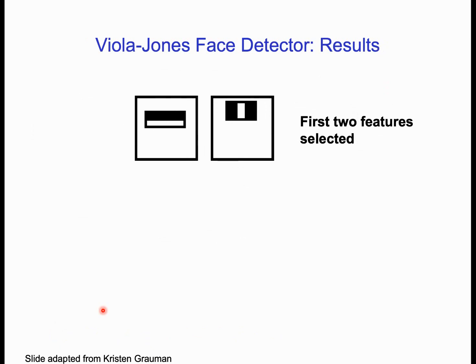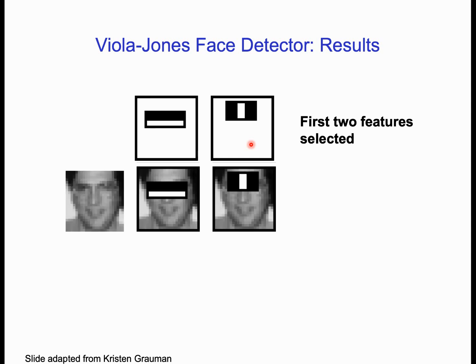Now, the two features that were selected predominantly using AdaBoost that were really useful for detecting faces look something like this. And if you put these features on an image or a patch containing a face, you'll see exactly why. This feature looks at the difference in the eyes, and this feature looks at the difference in the eyebrows and the rest of the face. So they're really face-dedicated features in a sense.